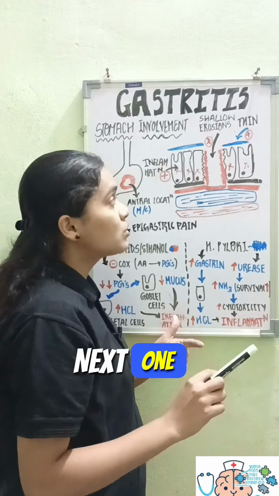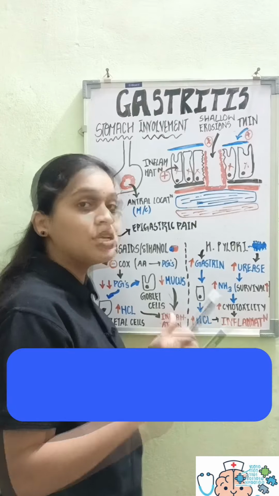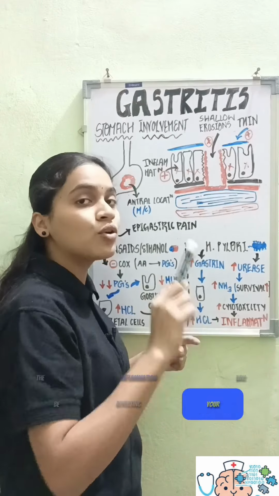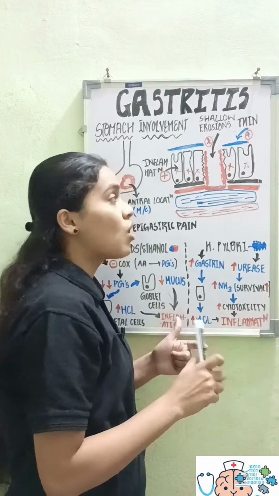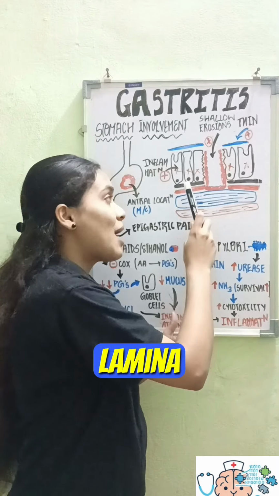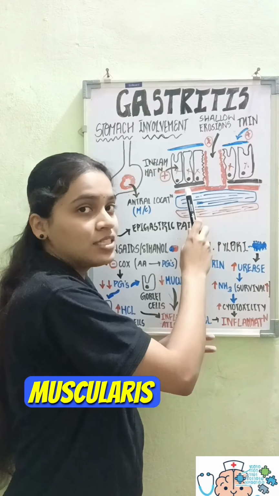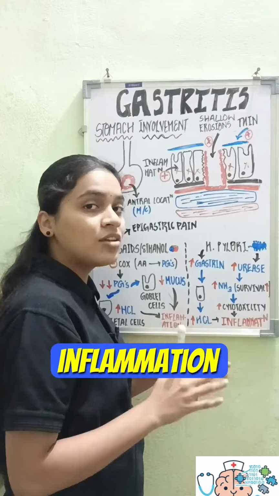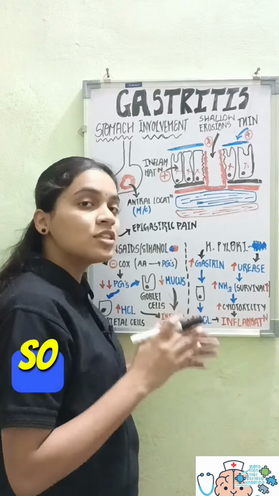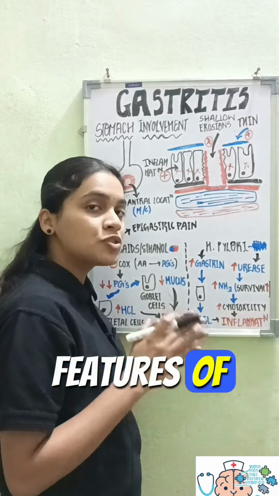Coming towards the characteristics of the inflammatory process, first of all, there will be thinning of the mucosal protective layer. Next one is basically shallow erosion. The inflammation will be affecting your mucosal layer, which consists of the epithelial layer, lamina propria as well as muscularis mucosa. Next one is basically an inflammation of your epithelial lining. So these were the microscopic features of gastritis.